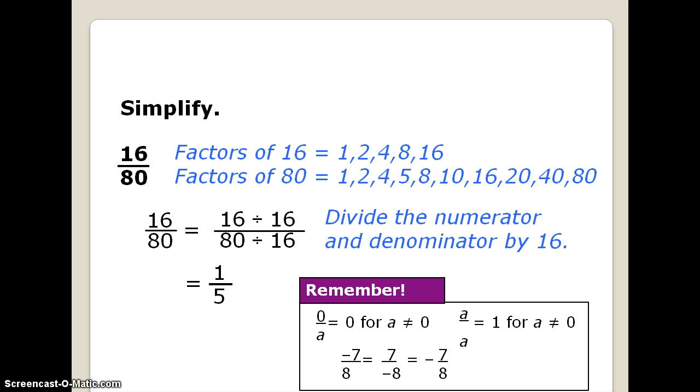Down in our remember box, remember when you have a 0 in the numerator divided by anything except 0, it equals 0. Any number divided by itself equals 1. And anytime the negative is placed with a fraction, it can go in the numerator, it can go in the denominator, or it can go right in the middle. And it all would be equivalent.